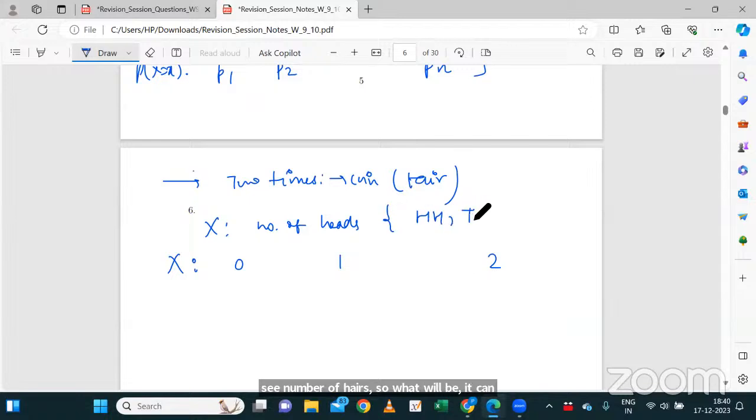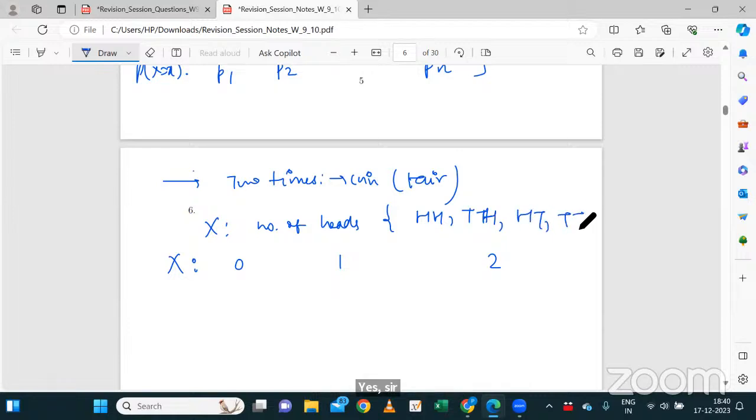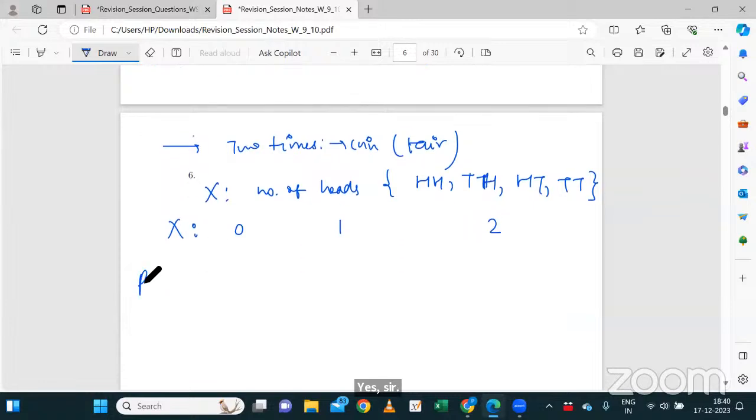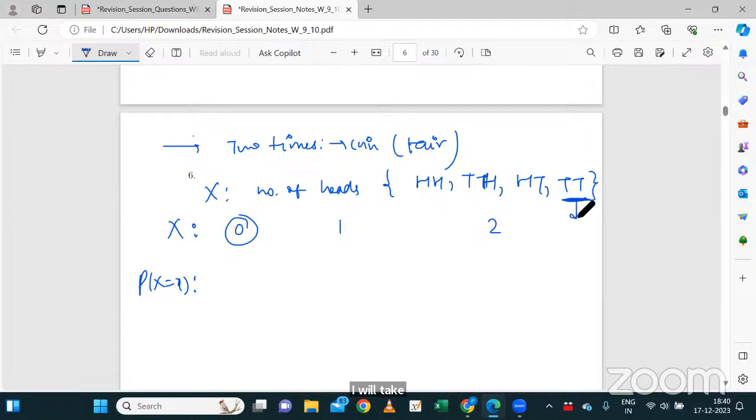This is the sample space: TT, TH, HT, and HH. These are the possible cases. Now, tell me what is the probabilistic behavior, or what will be the weightage when x takes value 0? 1/4. X taking value 0 means this case, and for this there is only one case, so it is 1/4. And what will be the weight when x takes value 1?